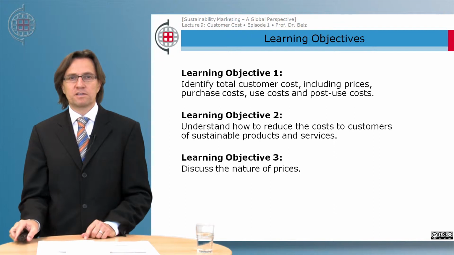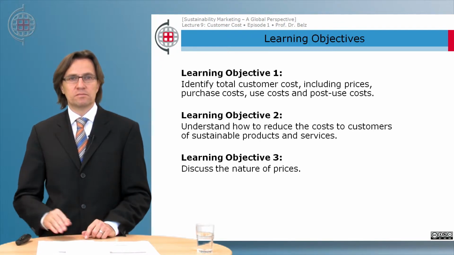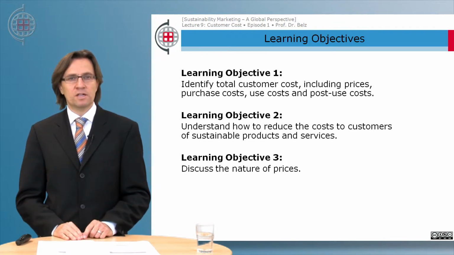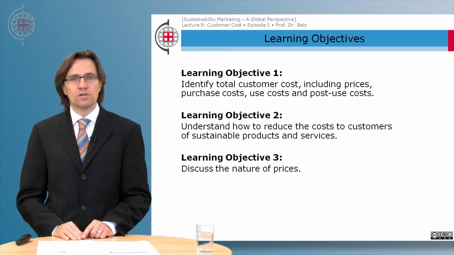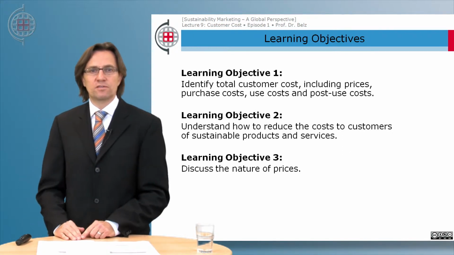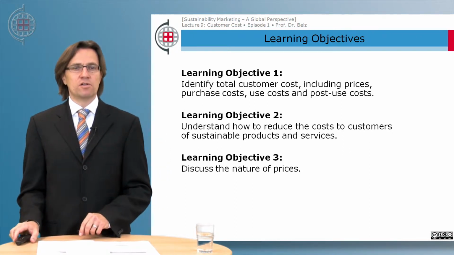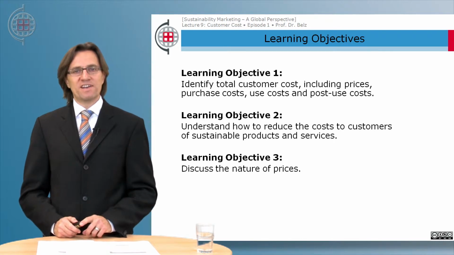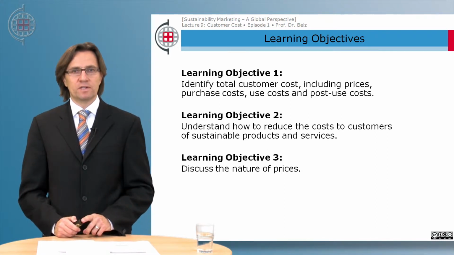The learning objectives are as follows. The first one is to identify the total customer cost, including prices, purchase costs, use costs, and post-use costs. Learning objective number 2, to understand how to reduce the costs of customers of sustainable products and services. And learning objective 3, to discuss the nature of prices.